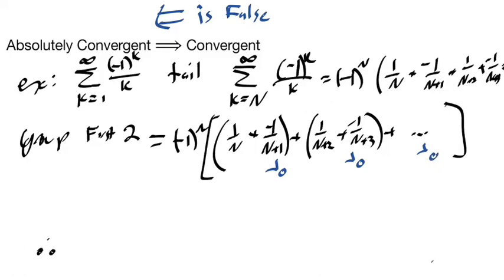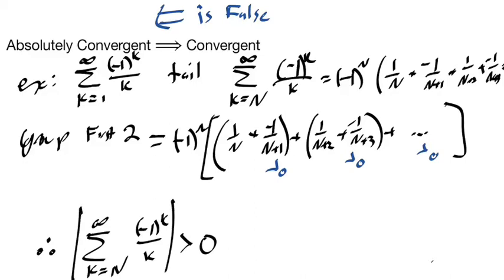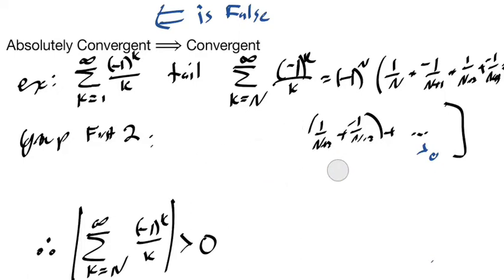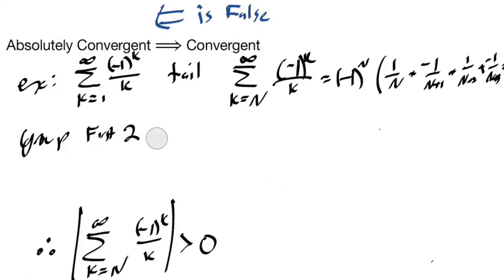So therefore, this tail, the sum as k goes from capital N to infinity of negative 1 to the k over k, must be greater than 0 if I slap an absolute value sign on it, because I can group it so that every term is greater than 0. Okay, well, now let's do the exact same thing, but let's just group them a little bit differently. So this time I'm going to group the middle two, the second and third.